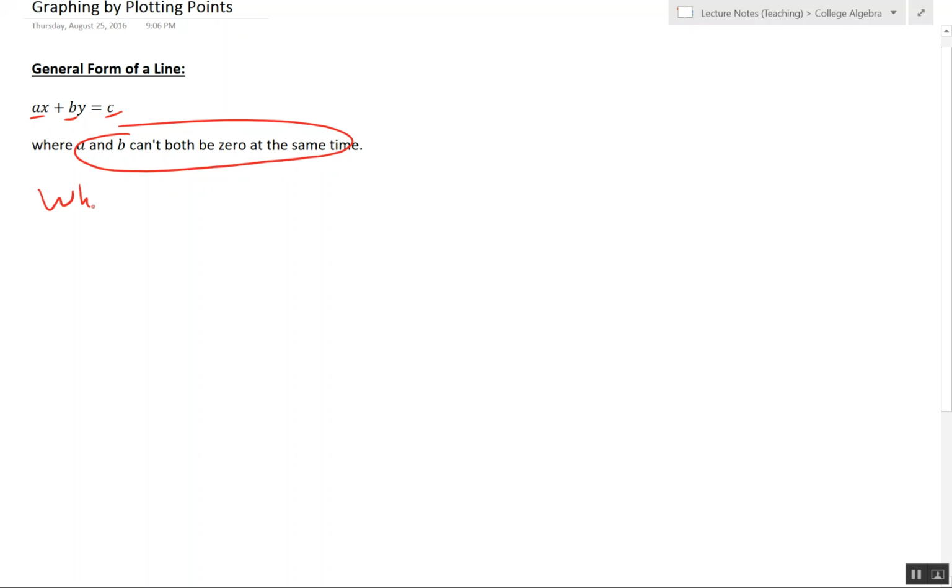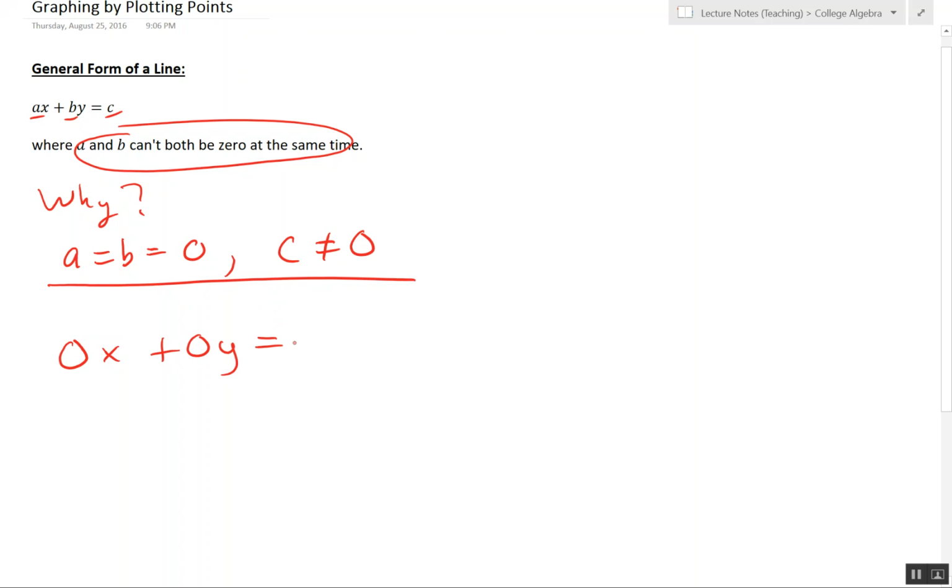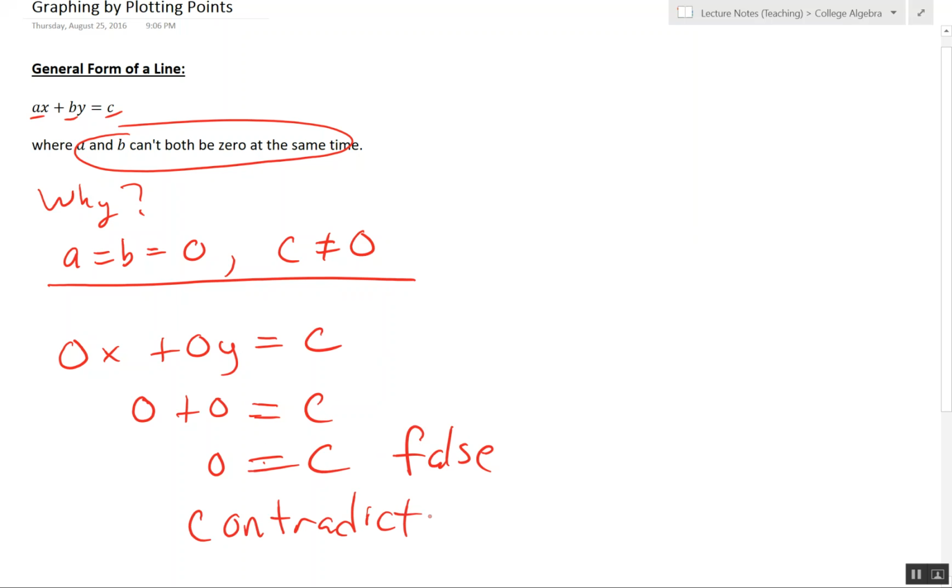So why this condition? Let's look at a equals b equals 0, but c is not 0. If we do that, we get 0x plus 0y equals c. The left side is 0 plus 0, so we get 0 equals c, and c is not 0, which is false, and this leads to a contradiction. So there's no solution when a and b equal 0 and c is non-zero.